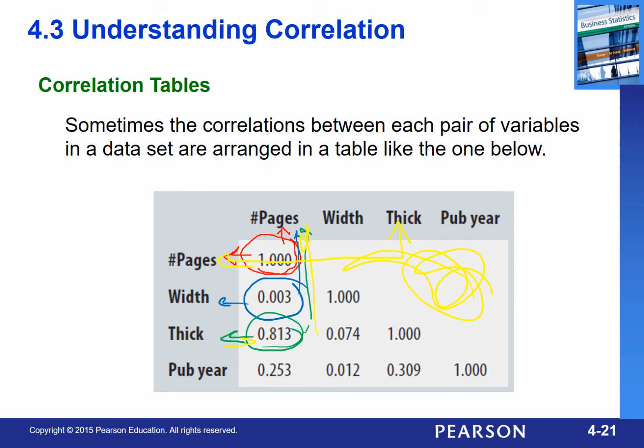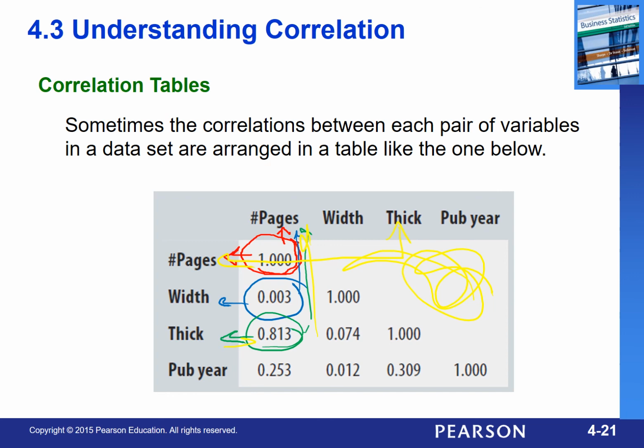Because as you look at the 1s, so for instance, let's do this one right here, top corner. This is the strength of the linear relationship between the pages variable, number of pages, and the number of pages. Yeah, that's right. You're relating it to itself. Of course it's going to be perfect. That's why we have 1s on the diagonal.